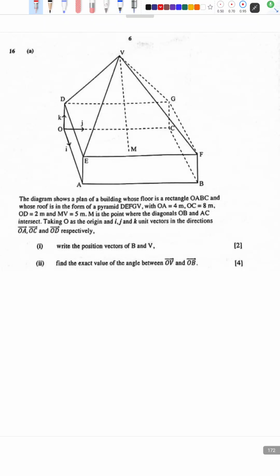We are now moving on to the third question, which is question number 16, in line with vector 1, extracted from Zimsec past exam questions. We are given a solid shape made up of two solids: a pyramid at the top, which represents the roof of the building, and a rectangular prism at the bottom, which represents the sides or the walls of the building.